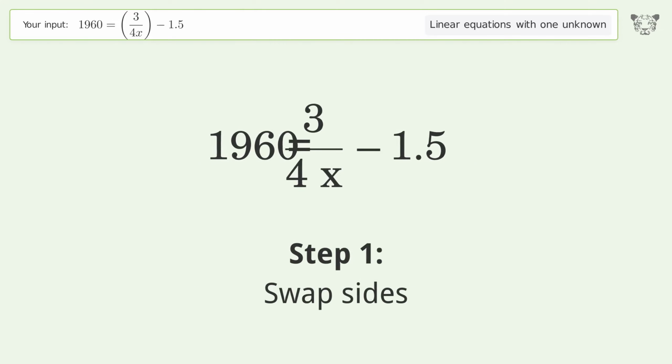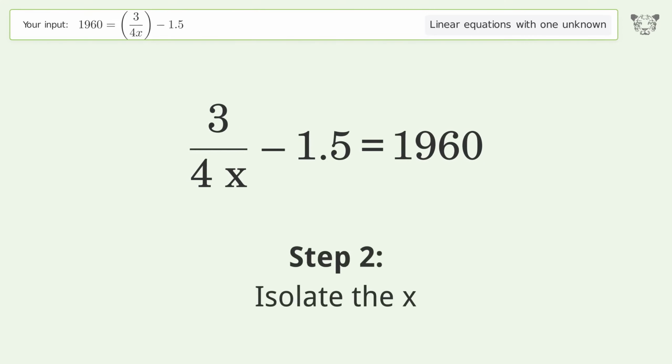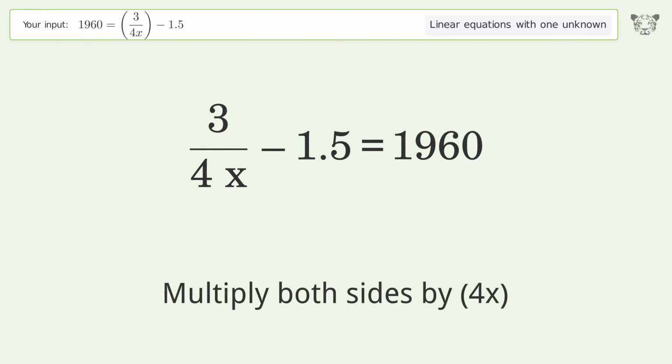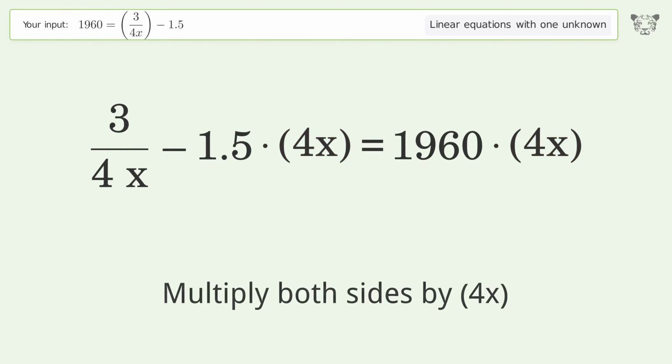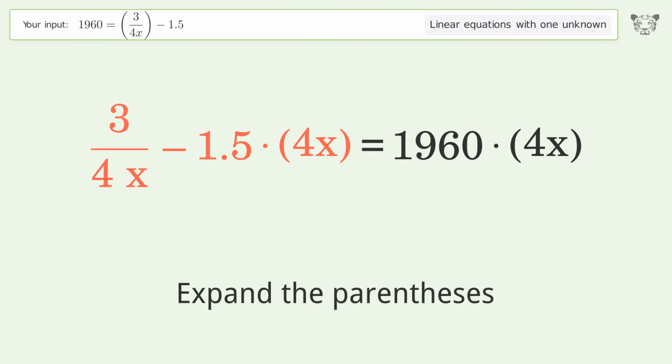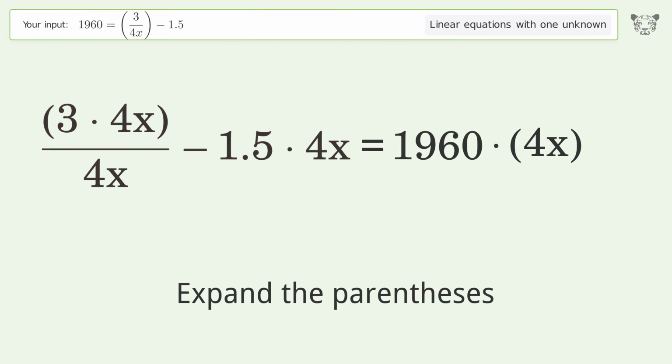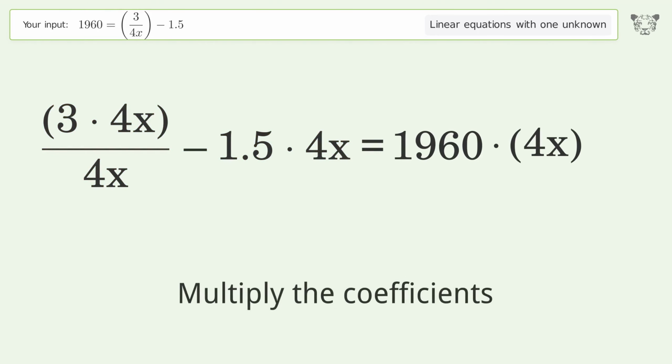Swap sides. Isolate the x. Multiply both sides by 4x. Expand the parentheses. Multiply the coefficients.